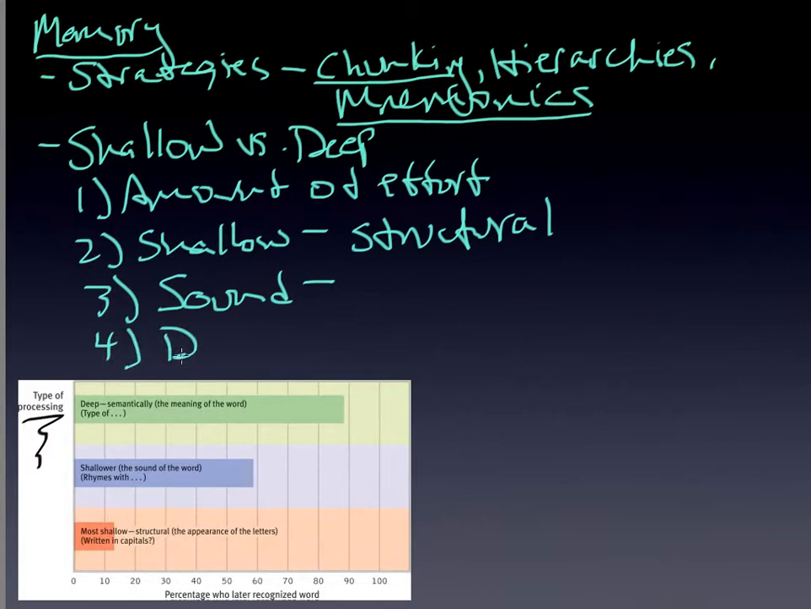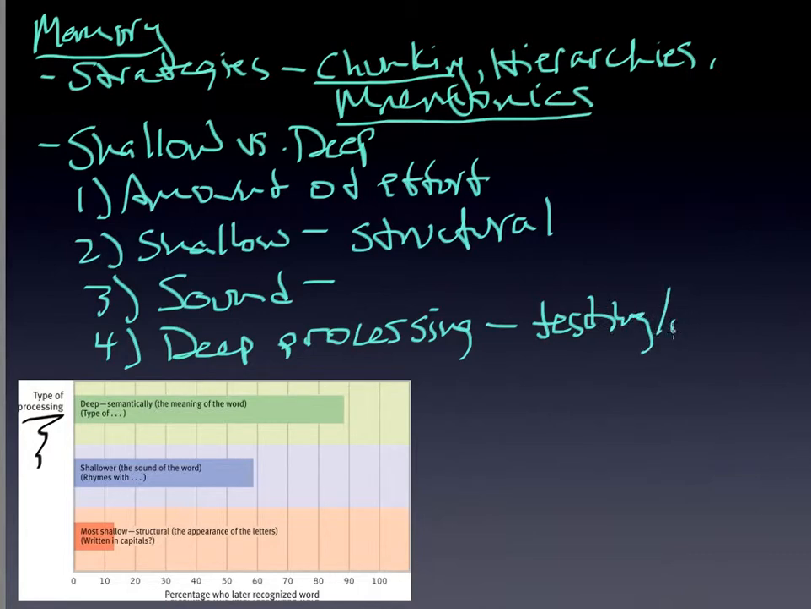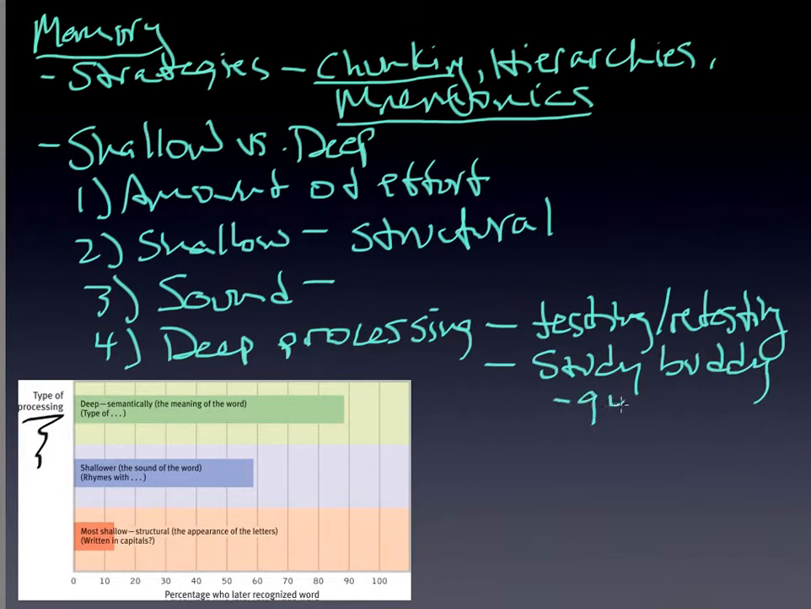And then finally we get to deep processing, and a great way, and I'll just give you a suggestion if I haven't already in class, is testing and retesting oneself would be a good example of deep processing. Using someone as a study buddy. In other words, together they quiz you over things. Another one is flashcards. Flashcards are great devices for deeper processing because you have to come up with the information yourself, not just recognize whether it's the information that you're looking for.